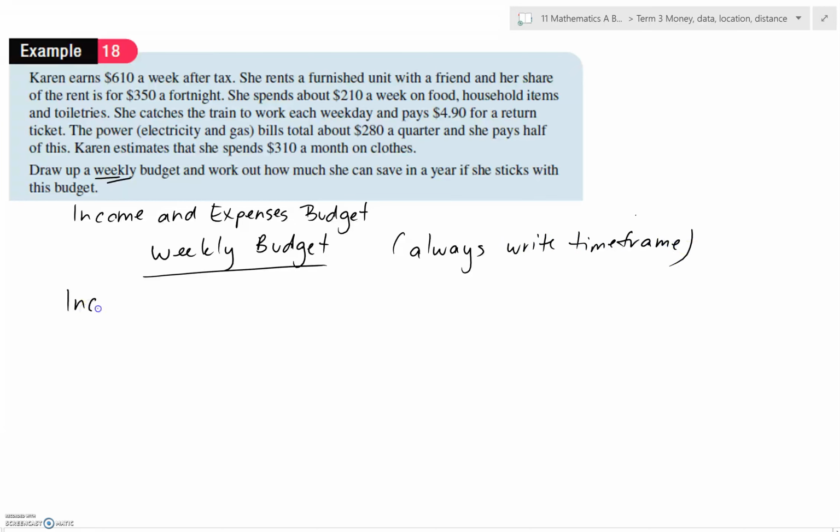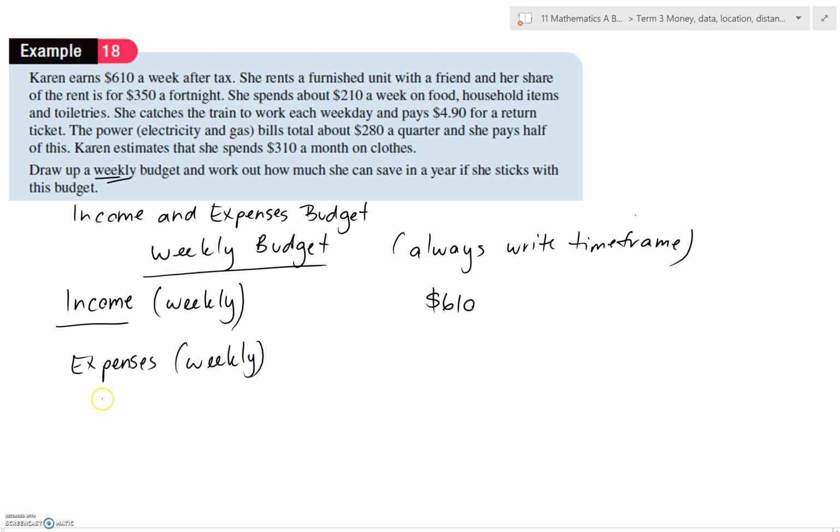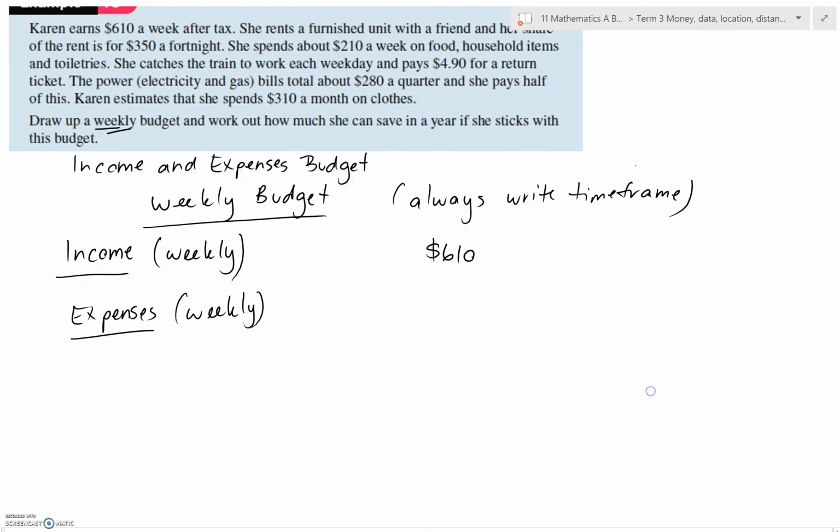Now, with an income and expenses budget, you always start with income and then you take the expenses away from it, because often the goal is to find out what is left from your income after you've paid for everything you need to. So in this case, the income is $610. It tells us that in the question. The expenses in this case, we're going to have to do some calculations. So again, we want weekly expenses, and not all of the amounts we've been quoted are in weekly terms, so we're going to have to do some conversions. Okay, so let's just work through them as they appear in the question.